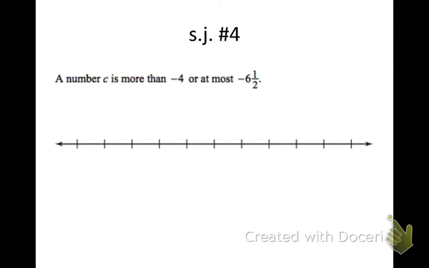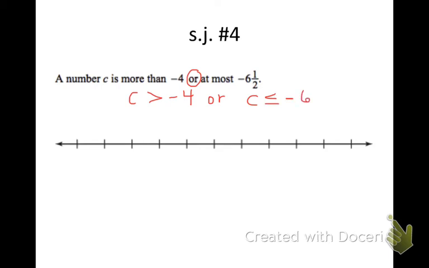All right. So now we're going to have number C is more than negative 4 or at most negative 6.5. So we have an or, and this means that it is either or, and the graphs should be pointing in opposite directions with a gap in between. So the two that we are going to graph is we have C that is more than negative 4. It didn't say it was equal to, so it was simply more than negative 4. Or C is at most negative 6.5. So that means that it can be equal to, but it can't be greater than.